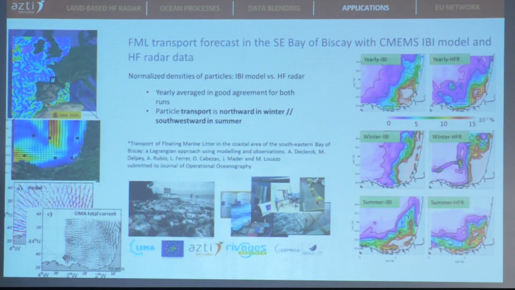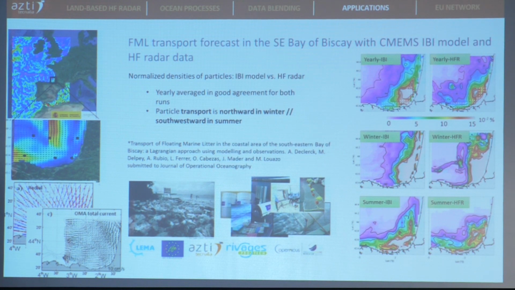So in terms of applications, I think, as you said, for us it's also complicated to get the data being used by the final users. But we've been lucky to have this project technically coordinated by AZTI, which is the LIFE LEMMA project dealing with the problematic of marine litter.